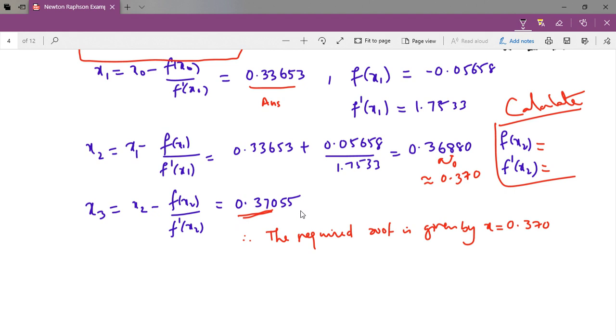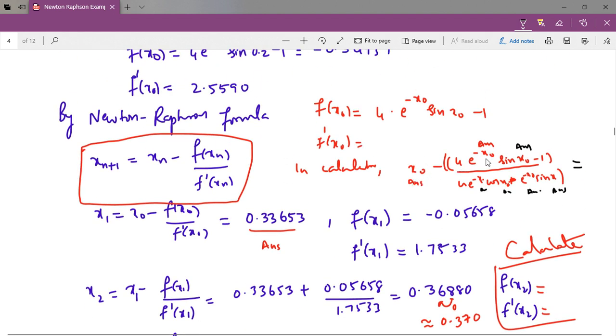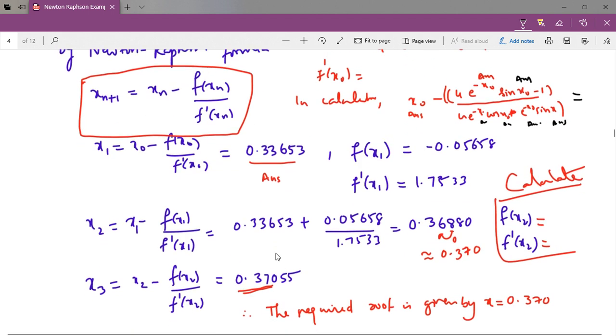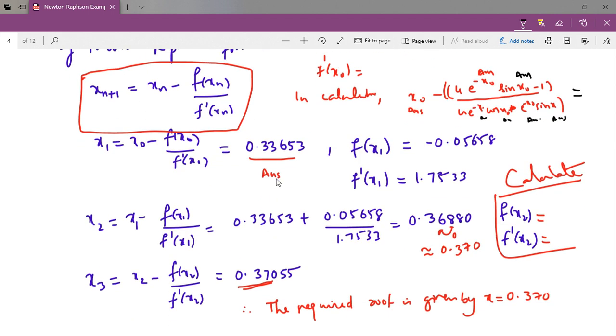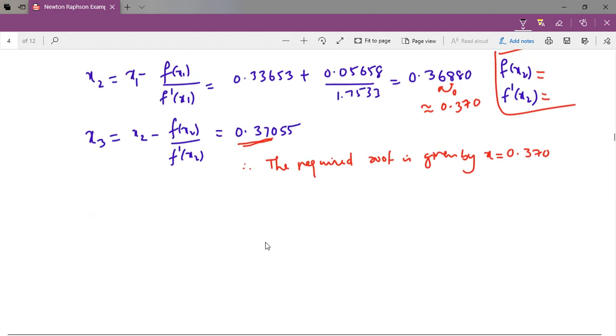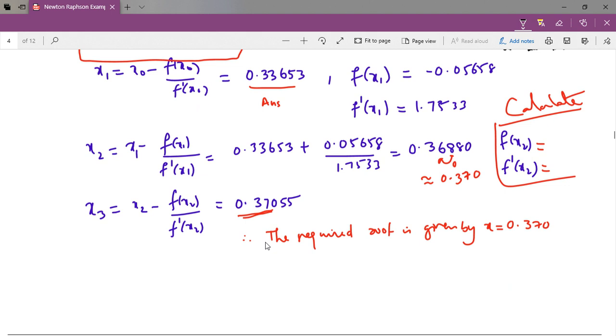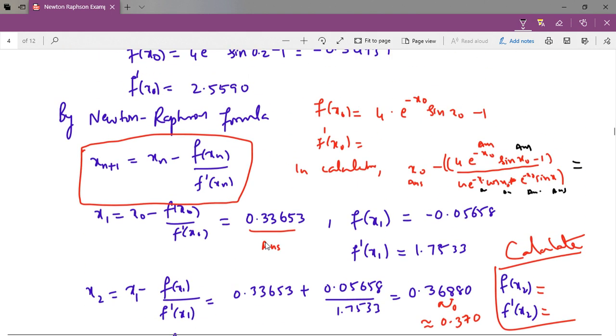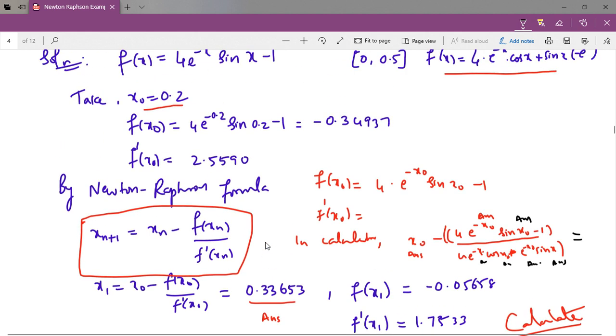Again if you just press equal to, once you set the calculator, okay, set the formula, that is x naught minus 4 into e power minus x naught sin x naught minus 1 divided by 4 into this, set the formula and use the answer key. Definitely after setting this answer key, just go on pressing equal to, you are going to get the number of iterations. Okay, so in numerical methods, only half of the work you need to do, the rest the calculator will do. Therefore it is very simple.